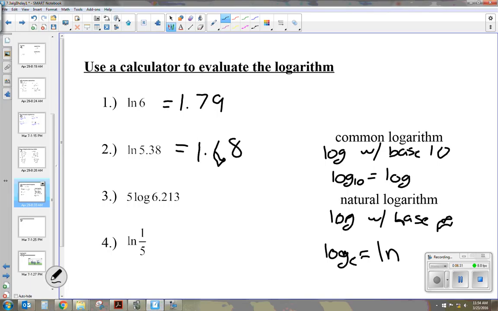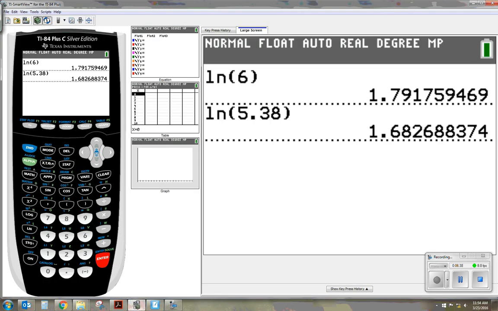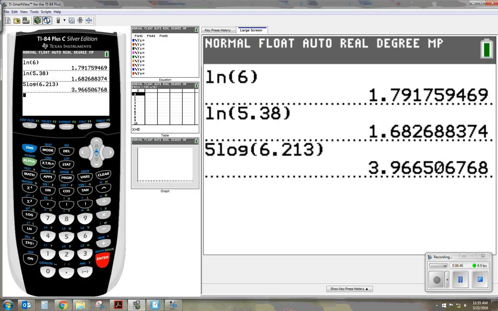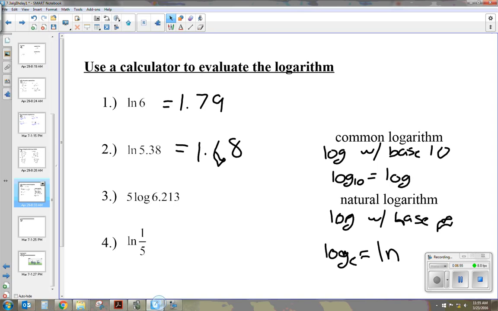Let me just round these to the 100th place. 5 times the log of 6.213. Do 5 log 6.213. Notice that this is log base 10 because it doesn't have our base written. And that's the only one that you can do using the log button on your calculator right there. And so we get that that equals 3.97.